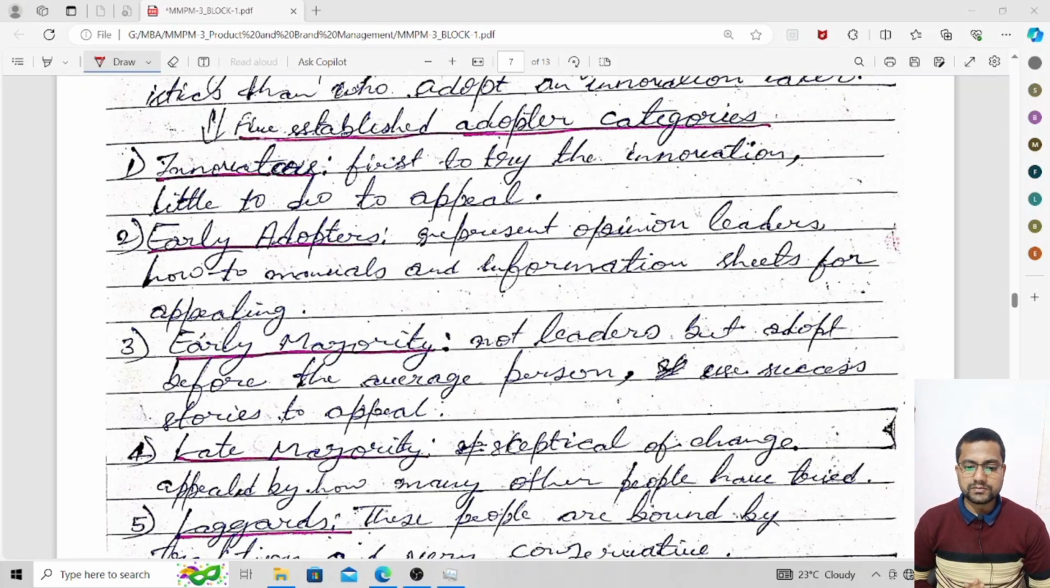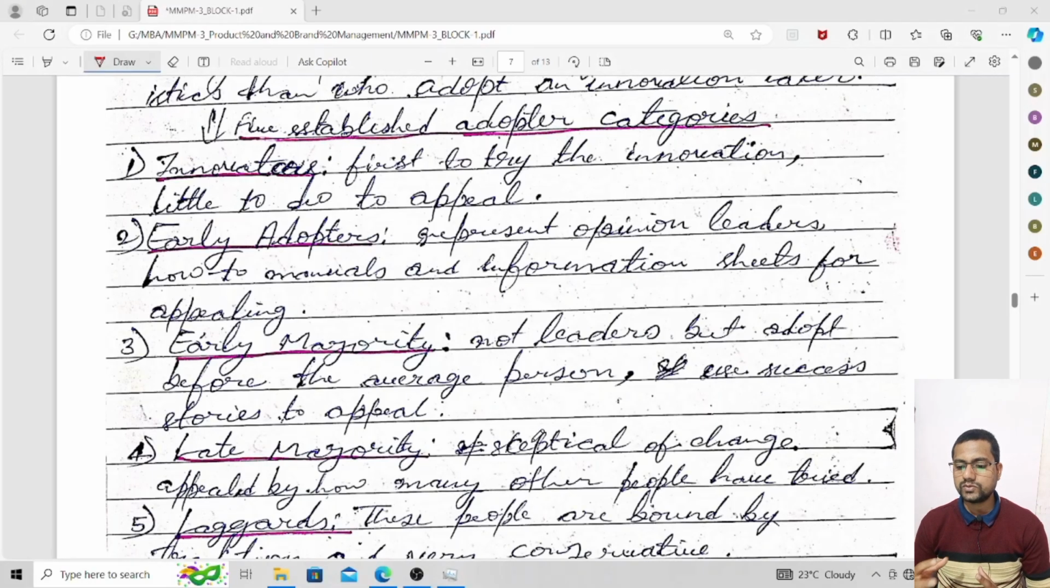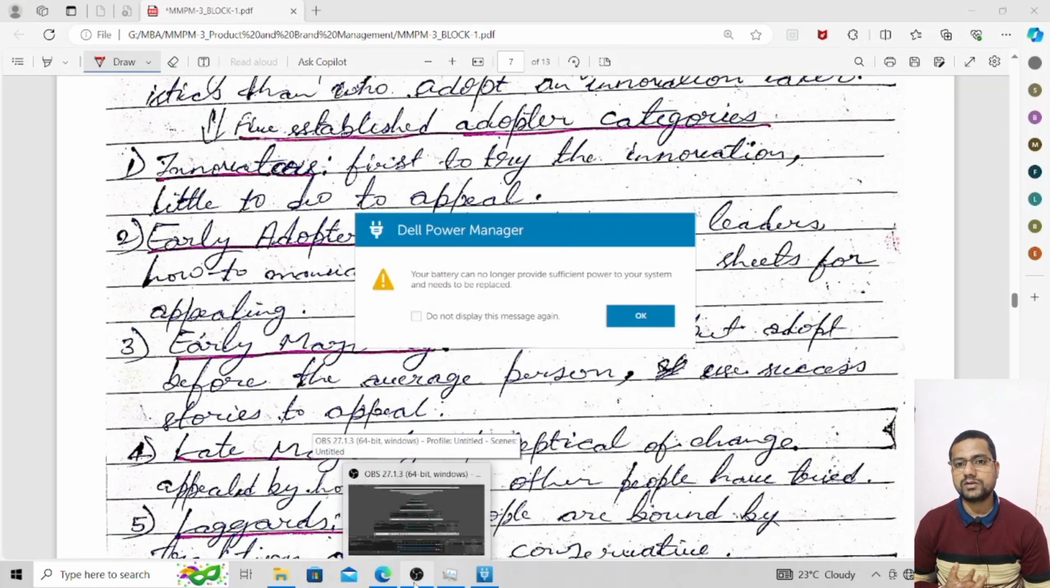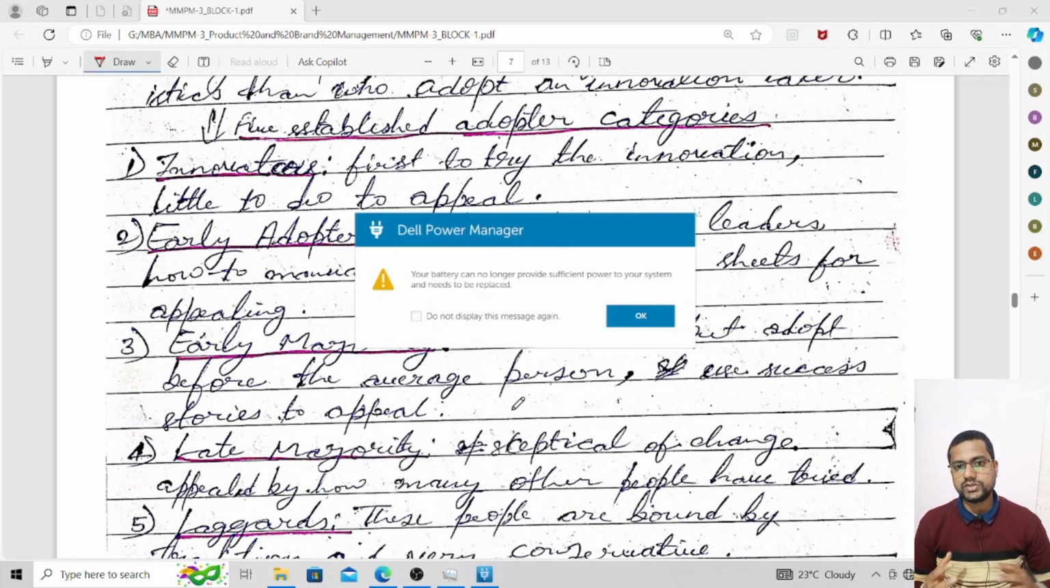So next you have the early majority. Early majority means that they are not leaders, but they adopt before the average person, and they use success stories to appeal. It means we can use success stories to appeal to those early majority people who are going to use the product.